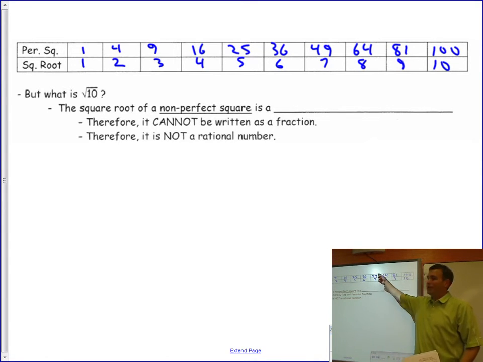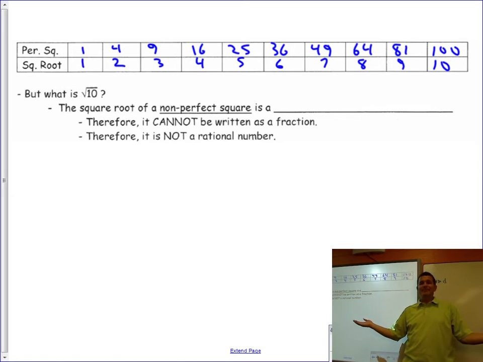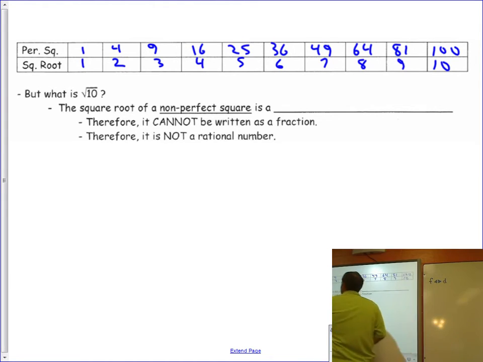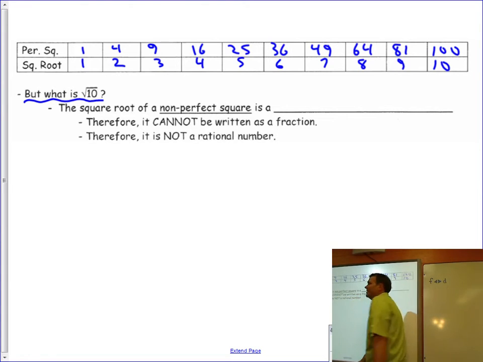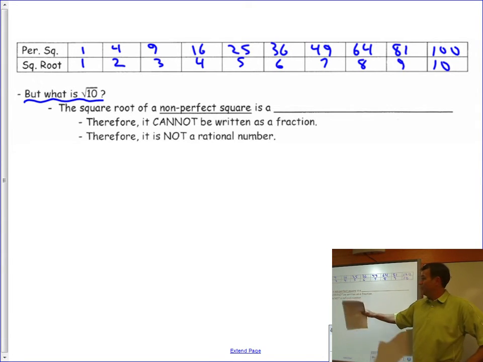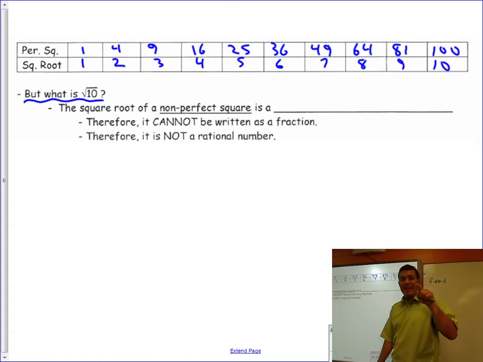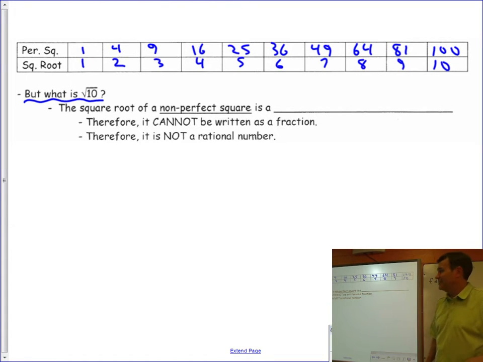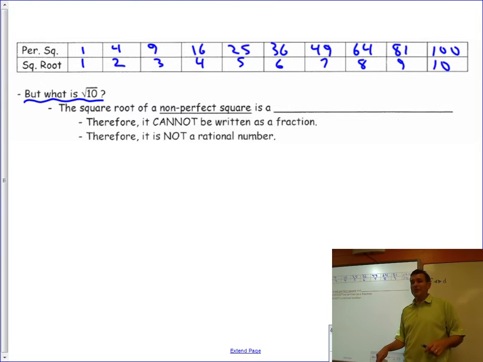What's the square root of 49? It's 7. What's the square root of 81? It's 9. But what's the square root of 10? 10's not a perfect square. What's its square root? Well, the square root of a non-perfect square, that's a little tougher. And it's tougher because you can't really think of a number that multiplied by itself equals 10.